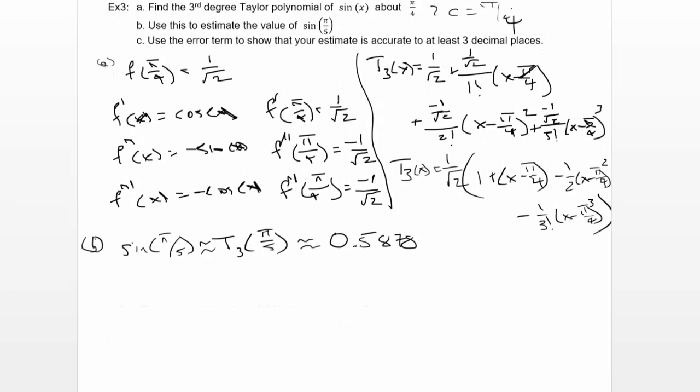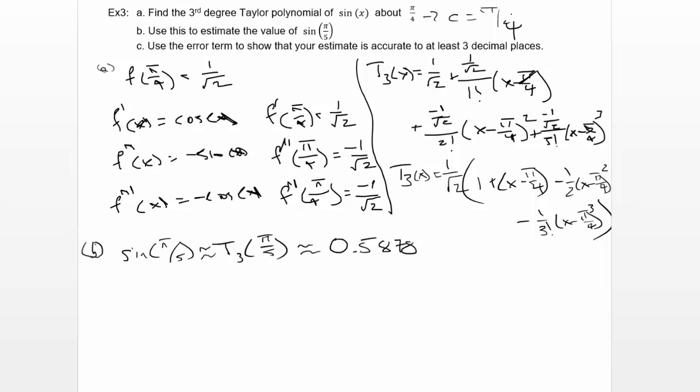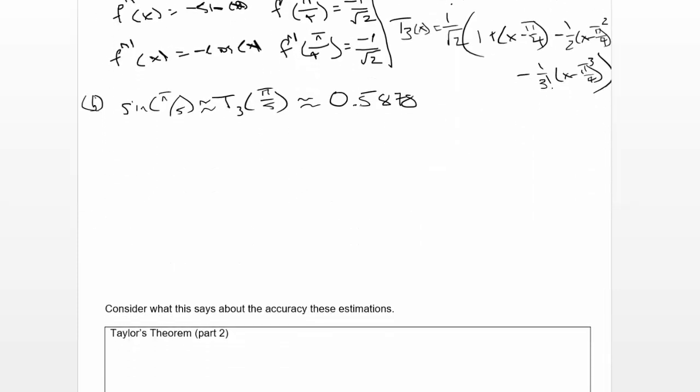Lastly, part C says, now use the error term to show that this estimate is good to at least 3 decimal places. What that's telling us is we need to calculate what the error term is, what the value of it is, and hopefully that error term will be so small that when we add it, it will not affect the third decimal place. So let's get an estimate on its size.